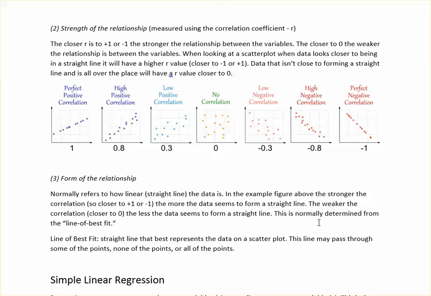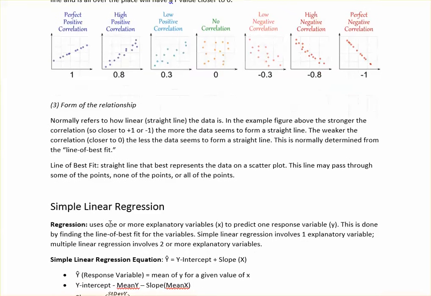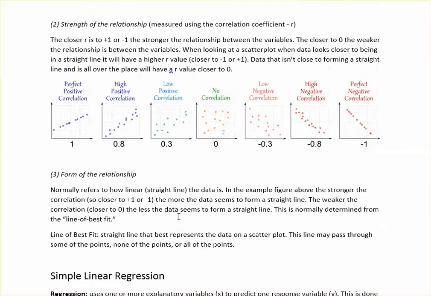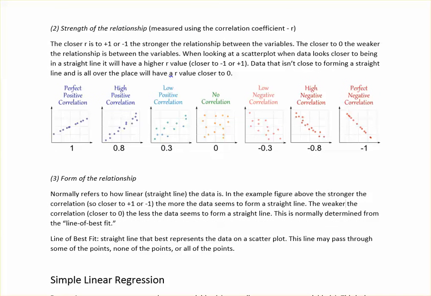This is normally determined from the line of best fit. The line of best fit is a straight line that represents the data on a scatter plot. The line may pass through some of the points, none of the points, or all of the points, just depending on how good the fit is. We're actually going to do that a little bit more with simple linear regression, but here's an example. You've probably done this in a class before at some point. So in class, you might have had to draw a line of best fit.